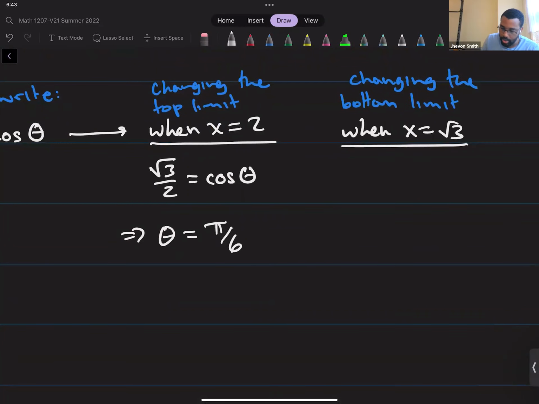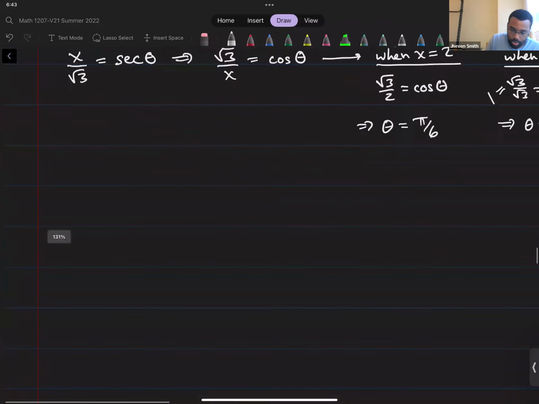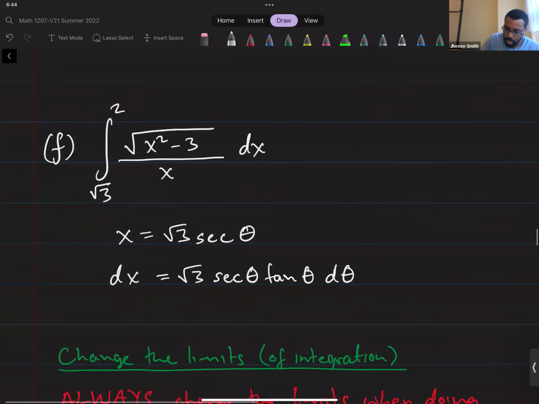So when x equals rad 3, I get rad 3 over rad 3 gives us cosine. And of course, this means 1 is equal to cosine. Where is cosine 1? Well, when theta equals 0. So now we can go here and plug in what our integral would be. So if I call this I, I'm going to start plugging these in.